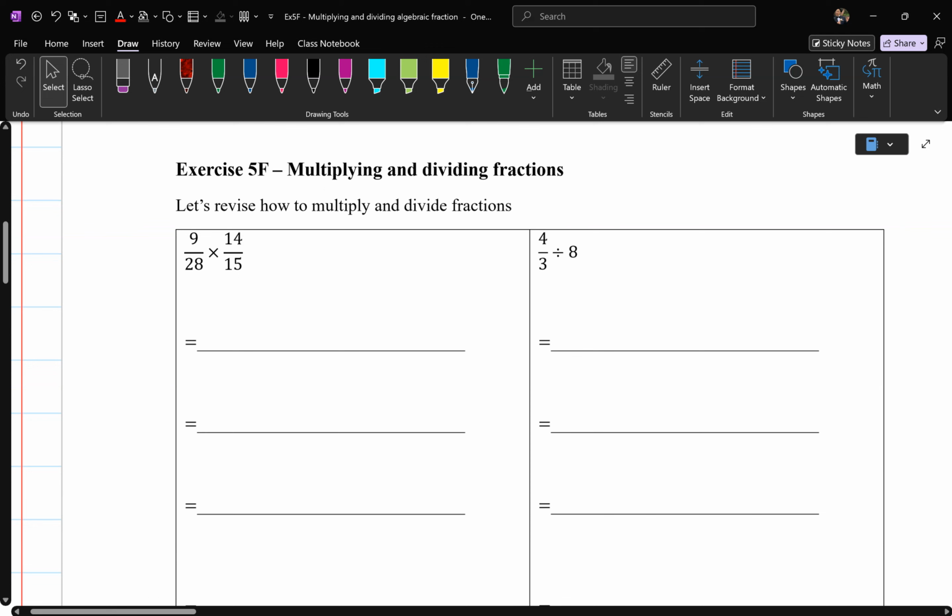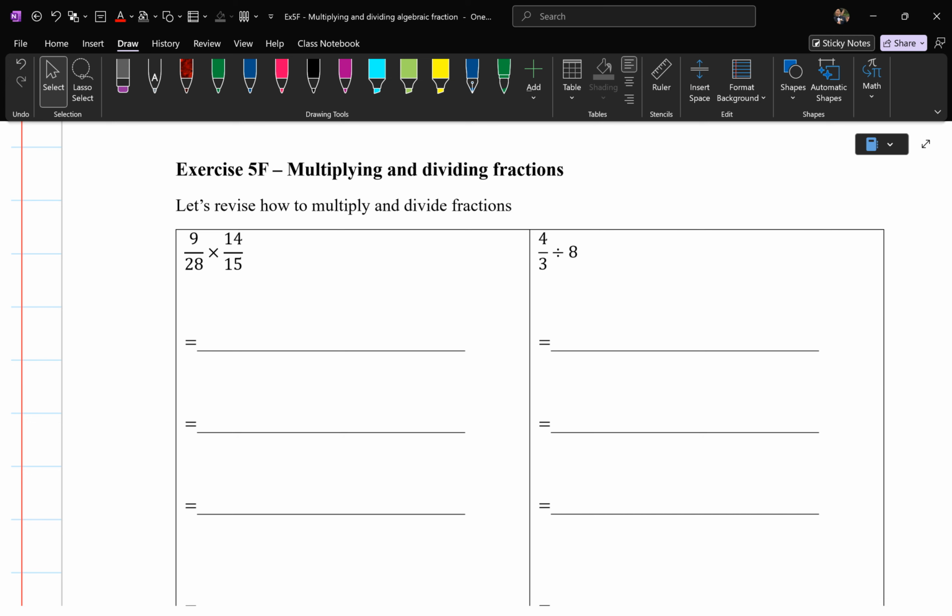All right, let's begin. So, 5F. Exercise 5F is multiplying and dividing fractions. So we do a bit of revision of chapter 3.